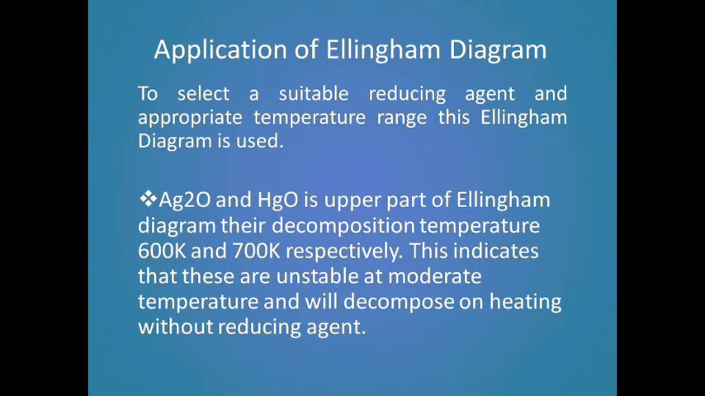Next, application of the Ellingham diagram. This Ellingham diagram, I already told you, helps to select the suitable reducing agent and appropriate temperature range for the reduction. First application: you see in the graph, silver oxide and mercury oxide are placed in the upper part of the diagram. Their decomposition temperatures are 600 Kelvin and 700 Kelvin respectively. These indicate that they are unstable at moderate temperature. Without the help of a reducing agent, these metal oxides lose oxygen, so they will decompose on heating.